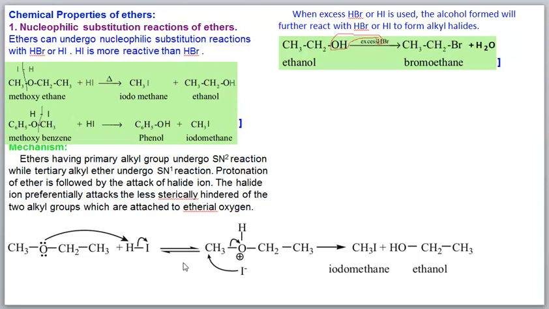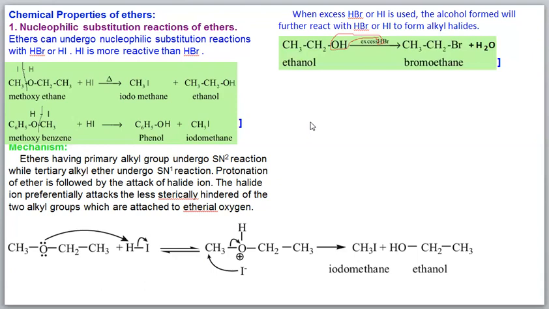At the same time, the iodide ion formed during the first step attacks the methyl group. So the methyl carbon-oxygen bond is cleaved and the electron pair goes to oxygen. So the oxygen becomes neutral now, and we will get ethanol. Then this is CH3 plus. The CH3 plus and I minus will join to form methyl iodide.